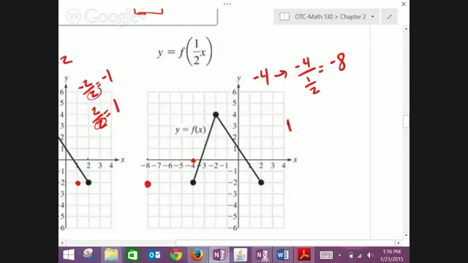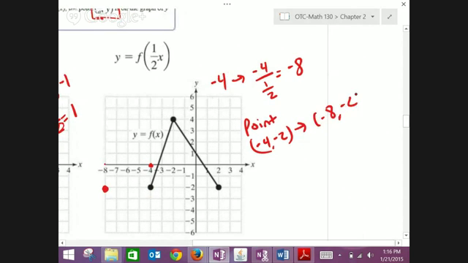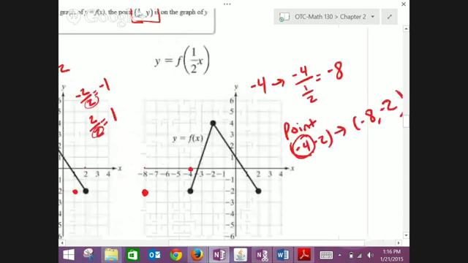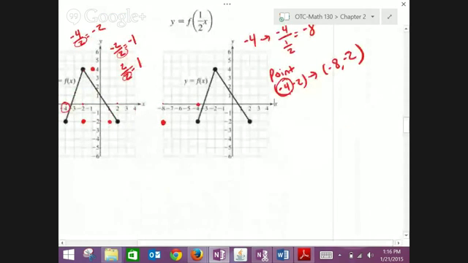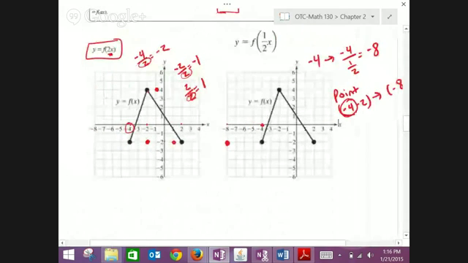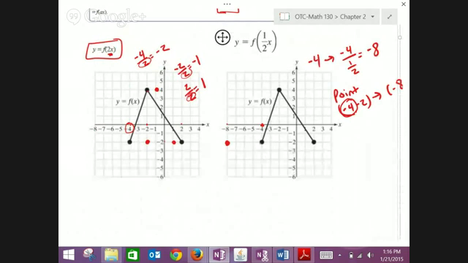So I take the point minus 4, comma minus 2, and that gets transformed to minus 8, minus 2, because I'm taking the x point and dividing it by a. So when I divide it by 1/2, that's really flipping and multiplying by 2. So do you see when you replace the x with a number less than 1, it's actually going to stretch it horizontally. And when you replace it with a number greater than 1, it actually shrinks it horizontally.